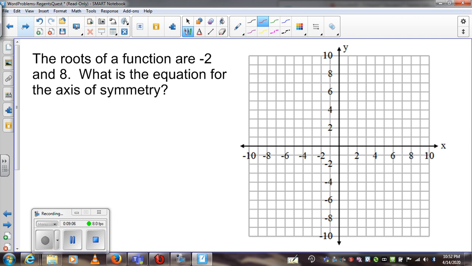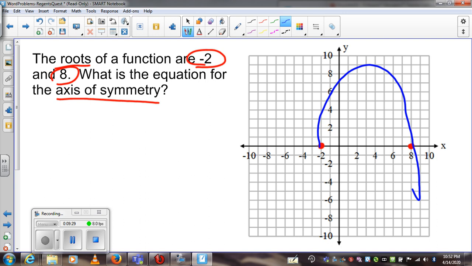Alright, let's take a look at another one. The roots of a function are negative 2 and 8. It's looking for the axis of symmetry, and that is what you have with a quadratic equation. So my roots are negative 2 and 8. Now this could be one of two things. It could be a parabola that looks like this, or it could actually be the other way around. It could be a parabola that looks like this. Either way, I want the axis of symmetry.